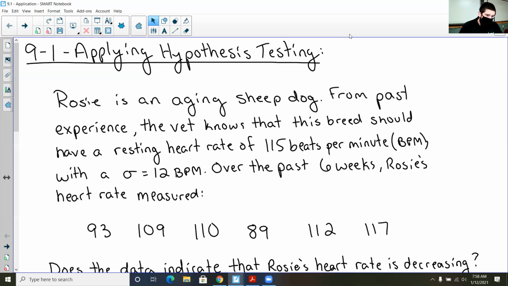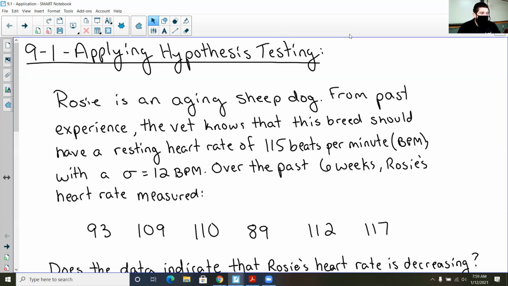So at the end of this problem, we are going to be able to say with a certain level of confidence whether or not we think that Rosie's heart rate is slowing down, or maybe we can't say that and we're just going to stick with the known value, that her heart rate is just fine. So that information is what's going to allow us to create our null and our alternate hypotheses.